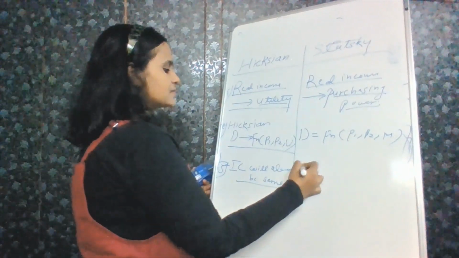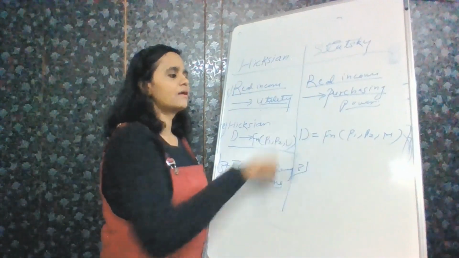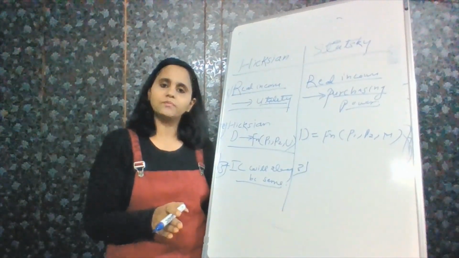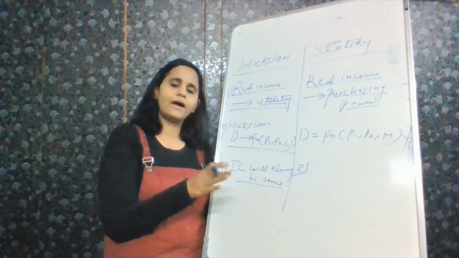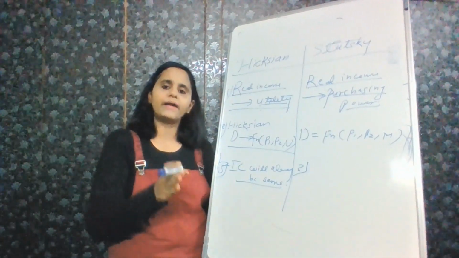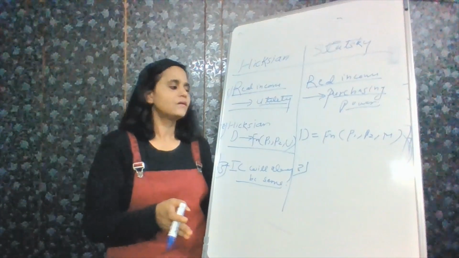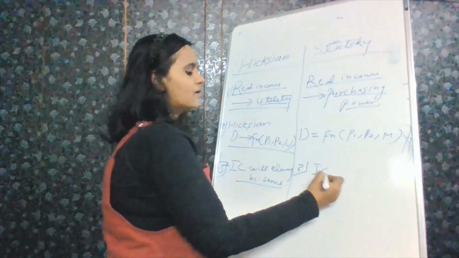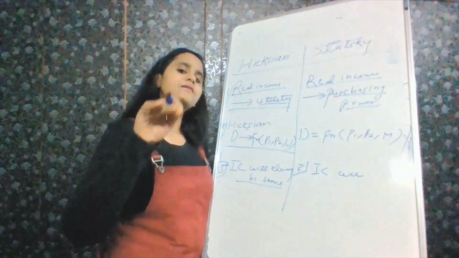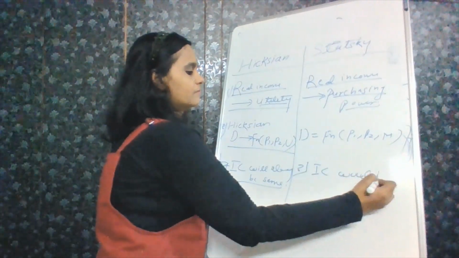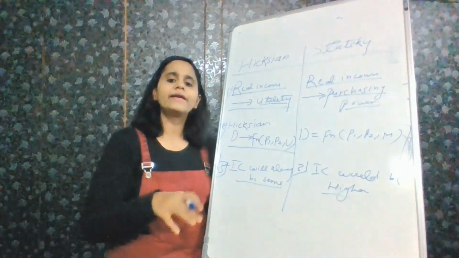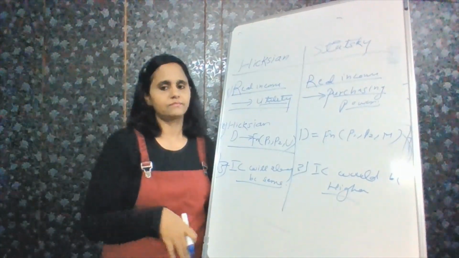And as per the Slutsky approach, you are assuming your purchasing power will remain the same. So the bundle of goods you were buying earlier, you should be able to buy after compensation. So in the Slutsky approach, your IC curve would be higher if prices are reducing, which means your utility is increasing.